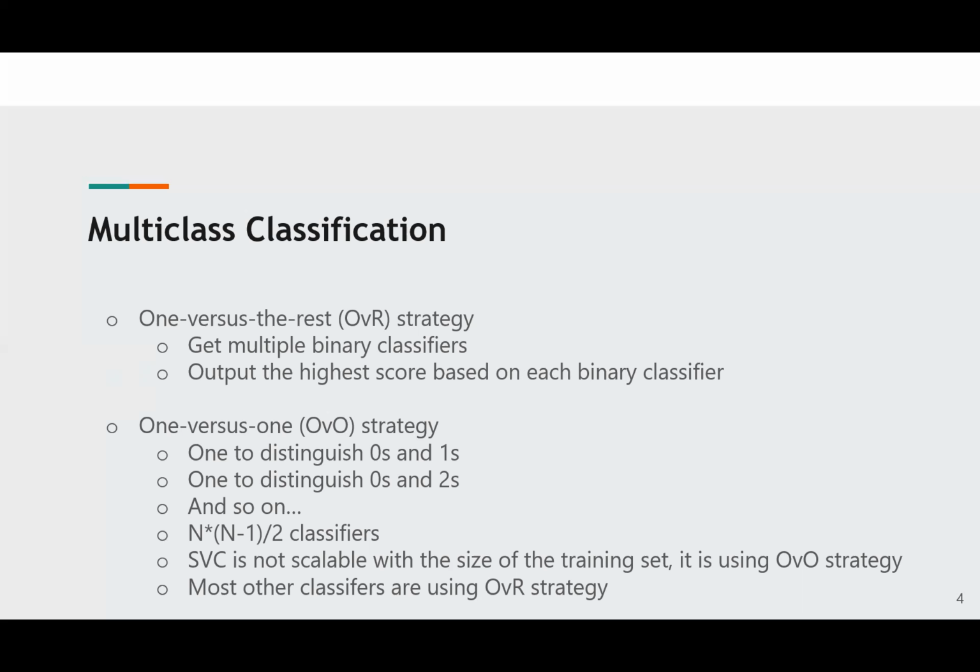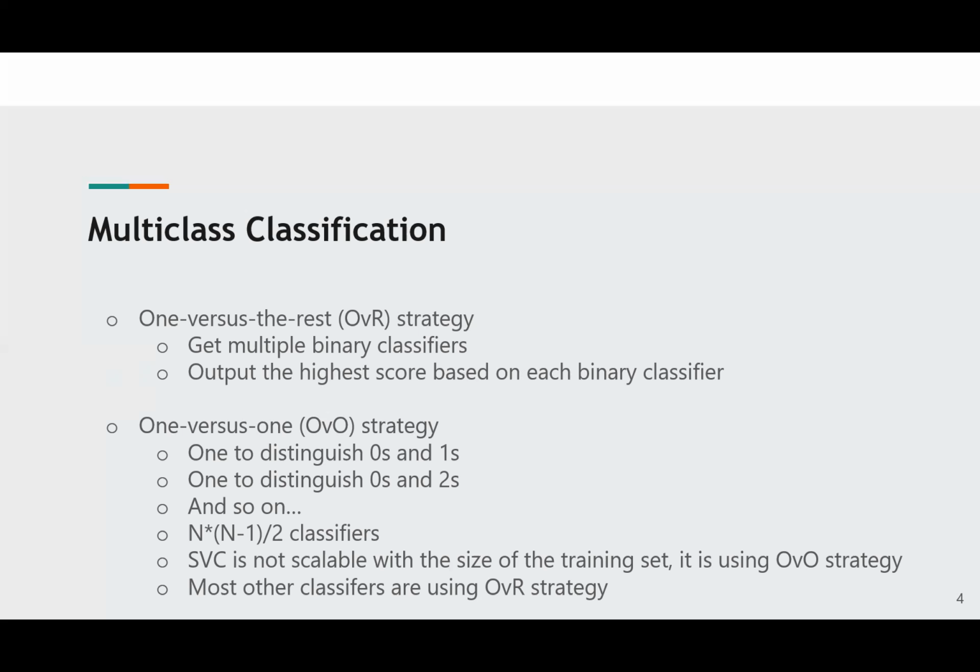And the other strategy is called the one versus one strategy. So, for example, you use one classifier to distinguish 0s and 1s, and then 0s and 2s, 0s and 3s, and so on and so forth. So as you can imagine, it would be n times (n minus 1) divided by 2 classifiers. That's called the one versus one strategy.